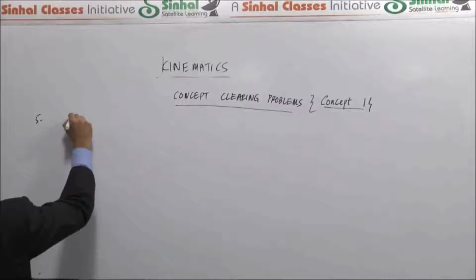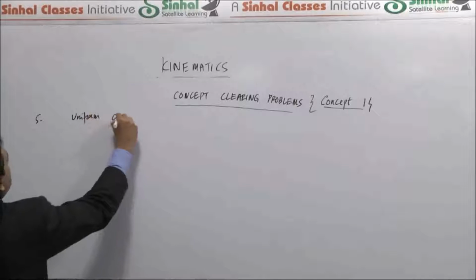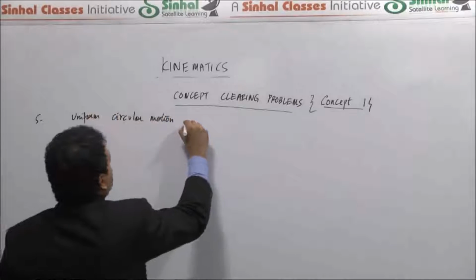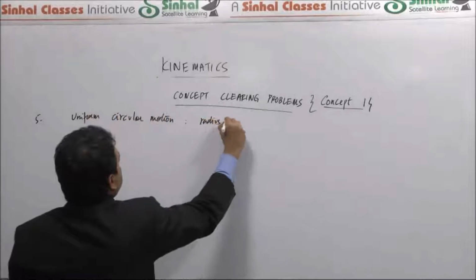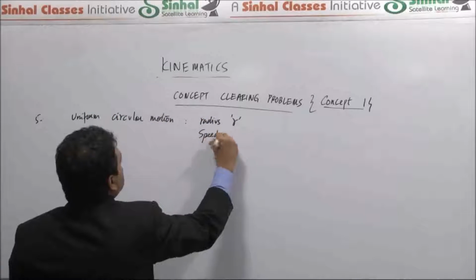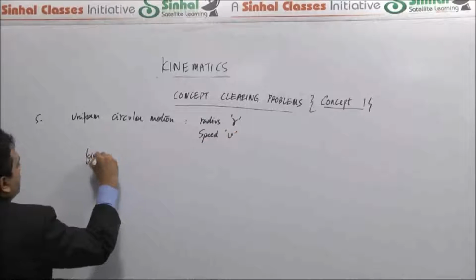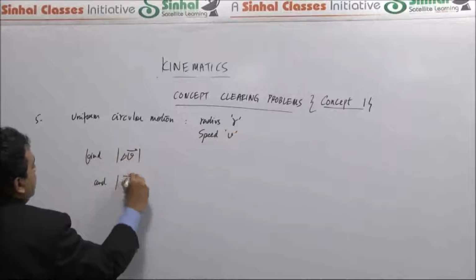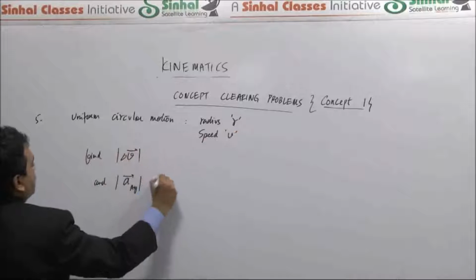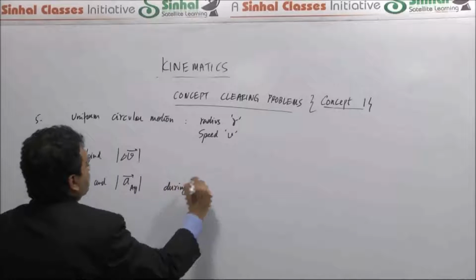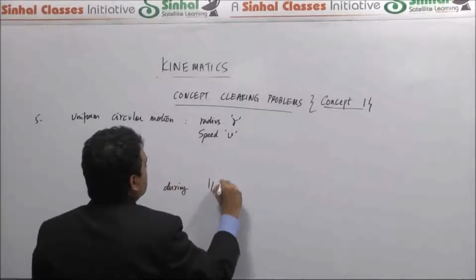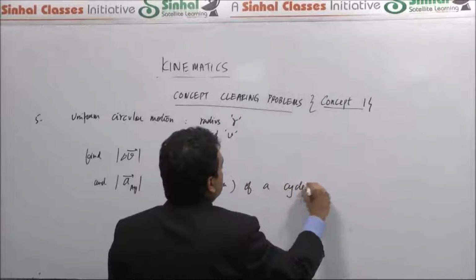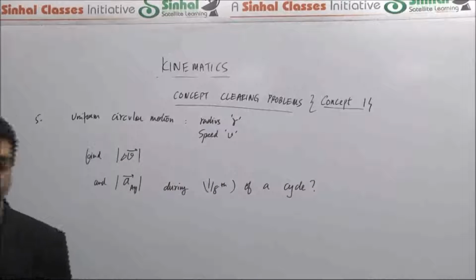Uniform circular motion. Radius r and speed v. Find the magnitude of change in velocity and the magnitude of average acceleration during 1/8 of a cycle. So let's understand the question thoroughly once.